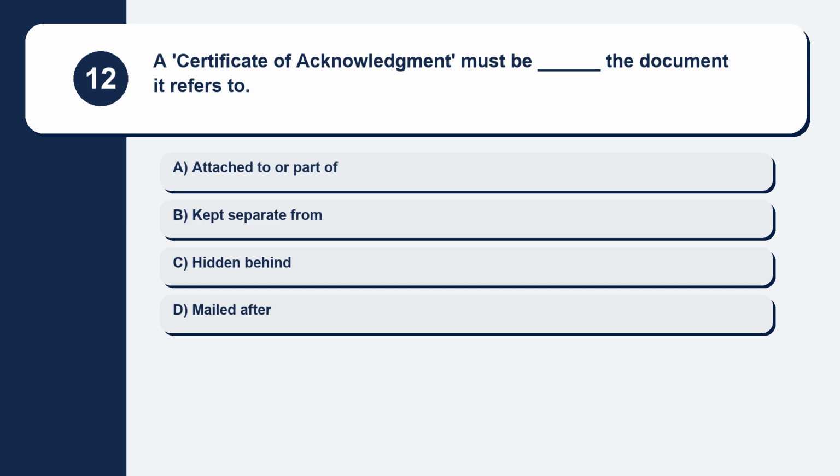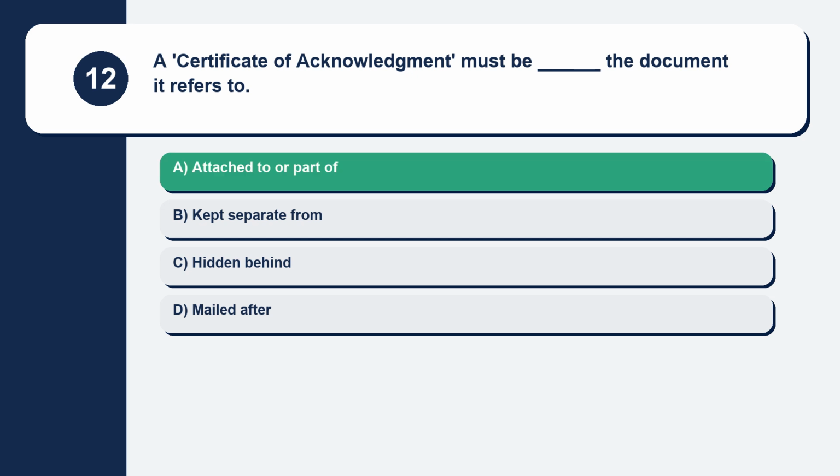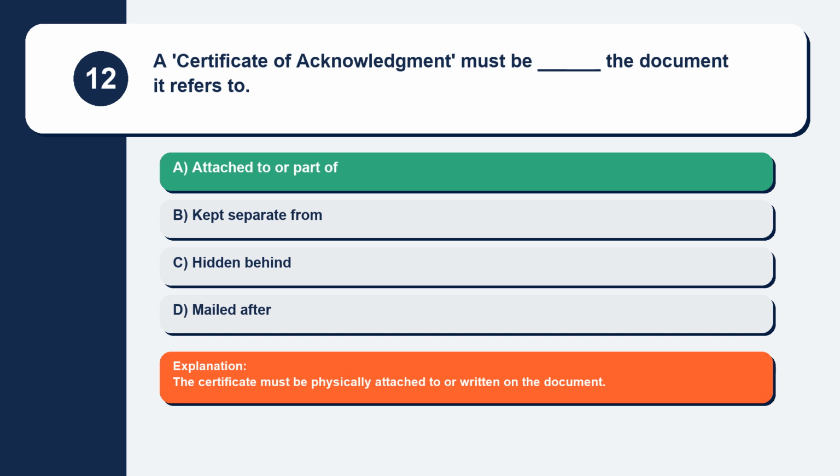Question 12. A certificate of acknowledgement must be the ___ document it refers to: attached to or part of, kept separate from, hidden behind, mailed after. The certificate must be physically attached to or written on the document.